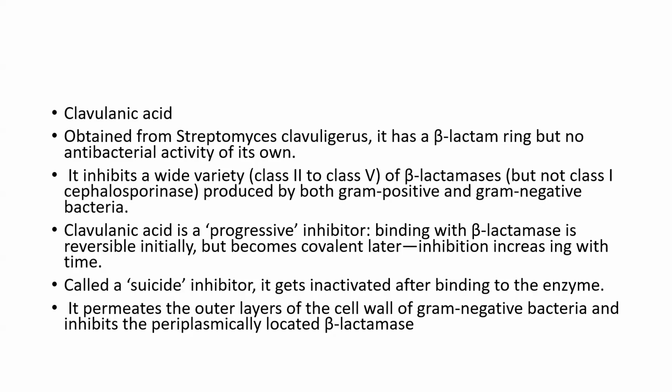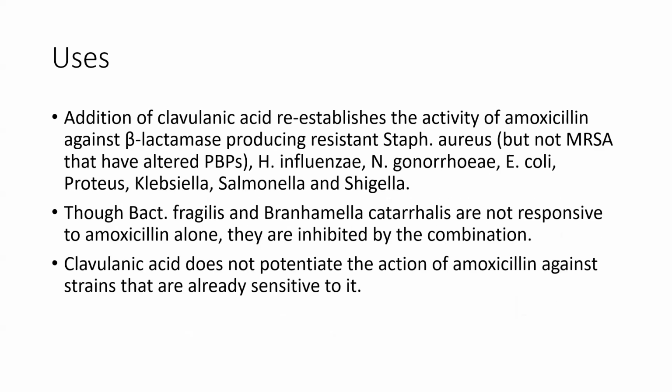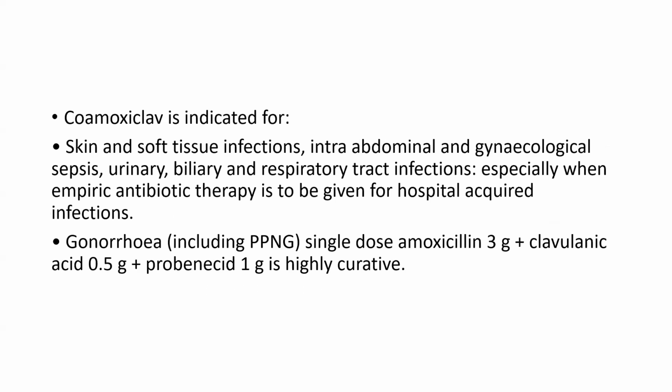It permeates the outer layer of the cell wall of gram-negative bacteria and inhibits periplasmically located beta-lactamase. So addition of clavulanic acid re-establishes the activity of amoxicillin against beta-lactamase producing resistant Staphylococcus aureus, H. influenzae, Neisseria gonorrhoeae, E. coli, Proteus, Klebsiella, Salmonella, and Shigella. Bacteroides fragilis and Moraxella catarrhalis are not responsive to amoxicillin alone. They are inhibited by the combination. Clavulanic acid does not potentiate the action of amoxicillin against strains that are already sensitive to it.